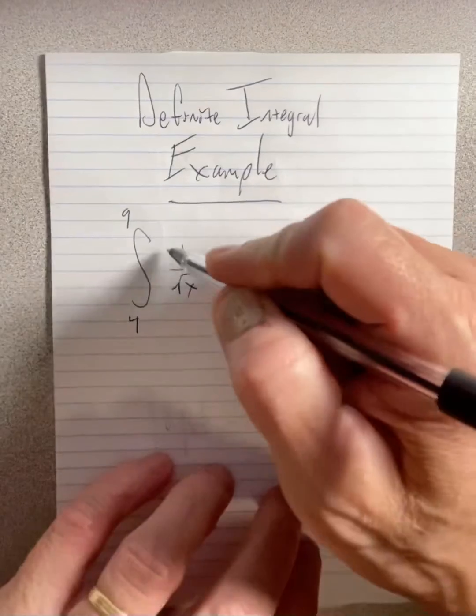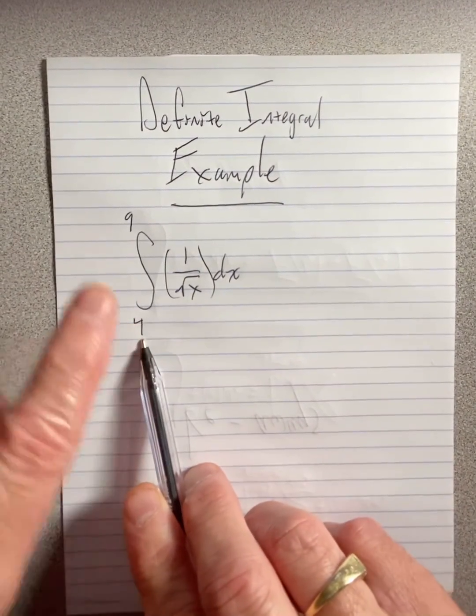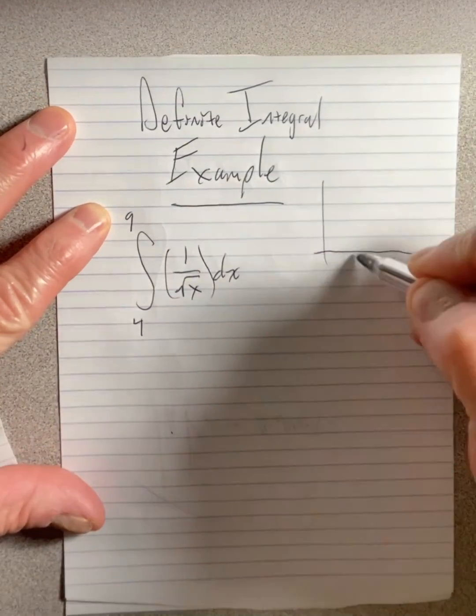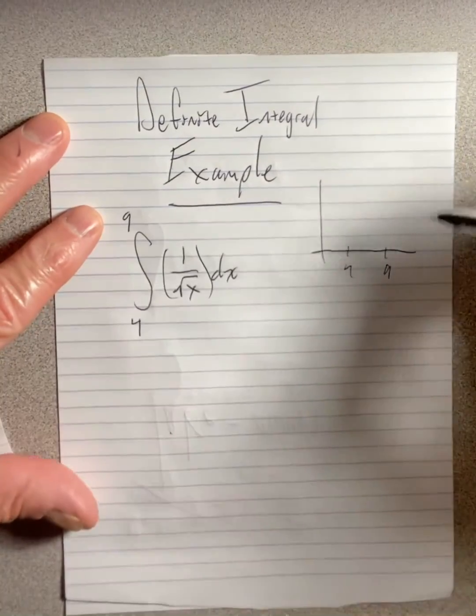We have an integrand, and we have what's called the limits of integration. This is the lower limit of integration. This is the upper limit of integration. There's a picture associated with this. If we go from 4 to 9, this function here is a curve up here.